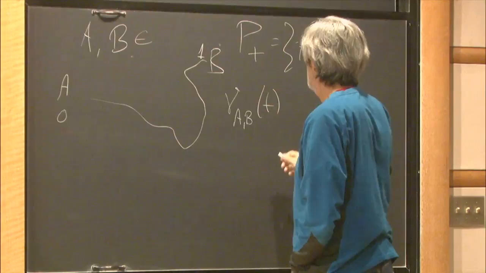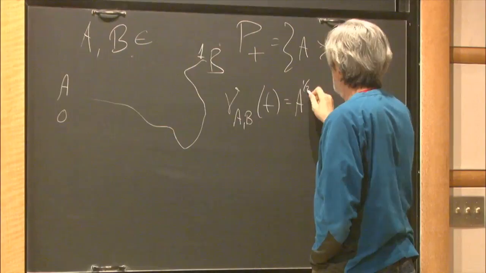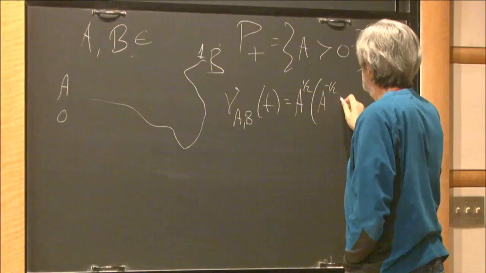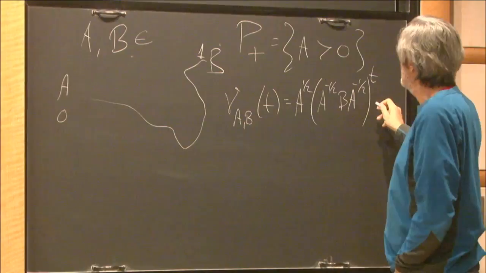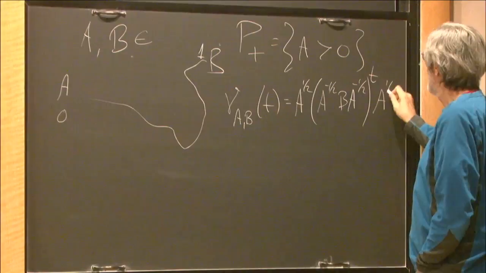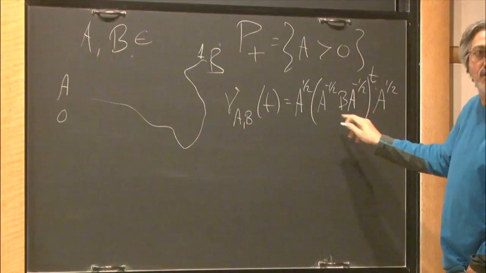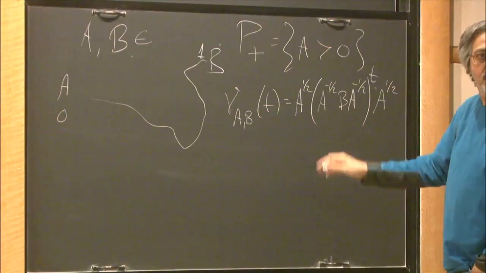You want to be at A in the beginning, so put A to the half here. Then you put A to the minus half here, B, A to the minus half, take it to the power T, then A to the half. They are all PSD matrices, so you can take square roots and so on. If T equals 0, this is identity, and you are at A. If T equals 1, then these two things cancel and you are at B. This is symmetric. Why? I cannot tell you.